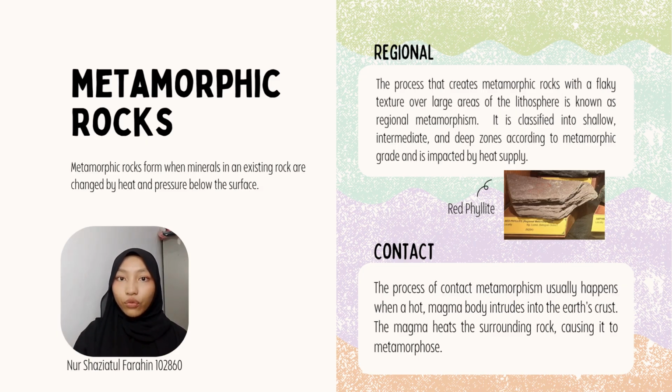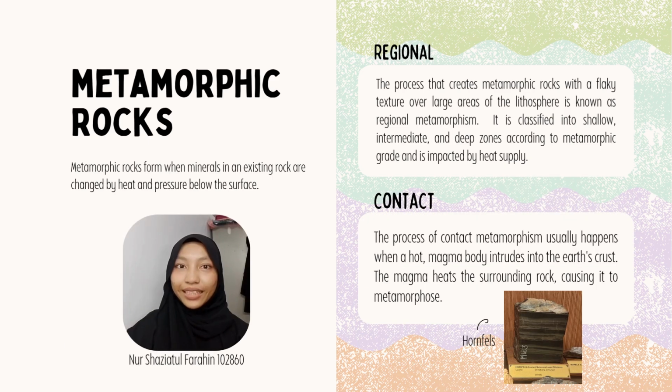An example of a rock formed by regional metamorphism is schist or gneiss, which shows clear layering or foliation due to the directional pressure. Now let's move on to contact metamorphism.